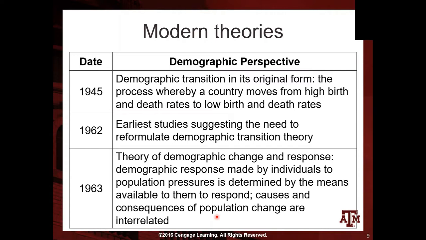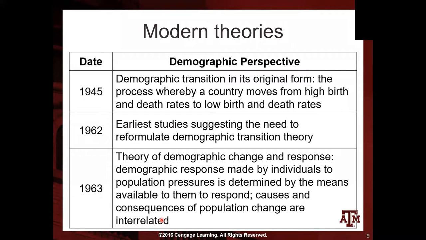The theory of demographic change and response says that the demographic response made by individuals to population pressures is determined by the means available to them to respond. Causes and consequences of population change are interrelated. So in this discussion of the theory of demographic change and response, you try to emphasize the complexity of what is the cause and what is the consequence. It's not so simple as population growth causes poverty or vice versa. It's an interrelated process, and we have to act in different ways to deal with it, depending on the country, okay?